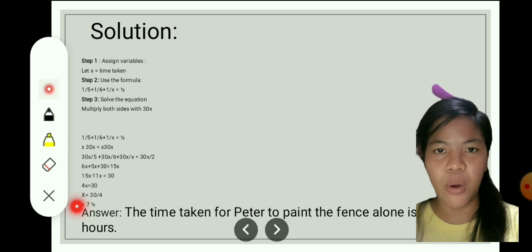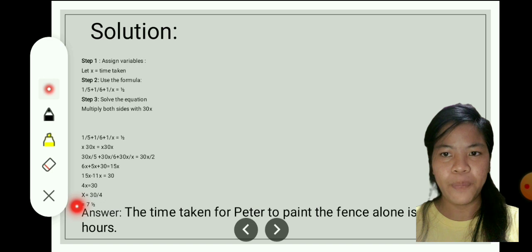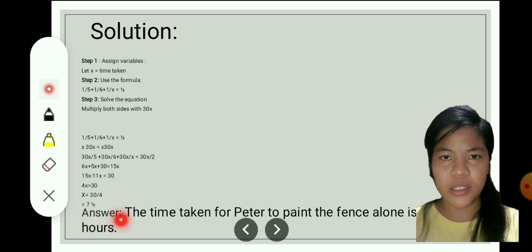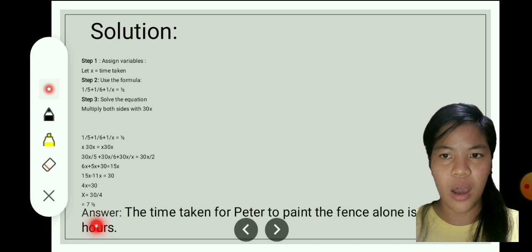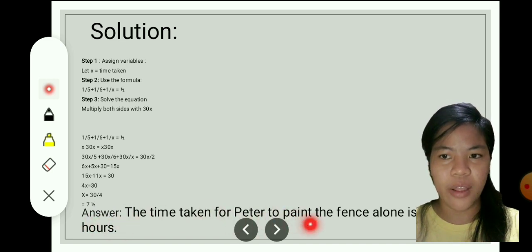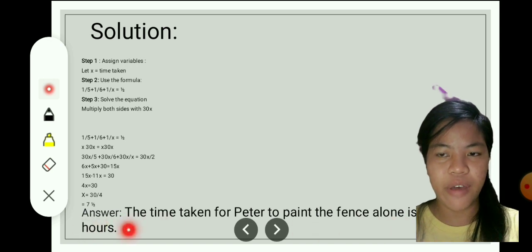So divide both sides by 4 so that only x remains. So x is equal to 30 over 4, or 7 and 1/2. So the final answer is the time taken for Peter to paint the fence alone is 7.5 hours.